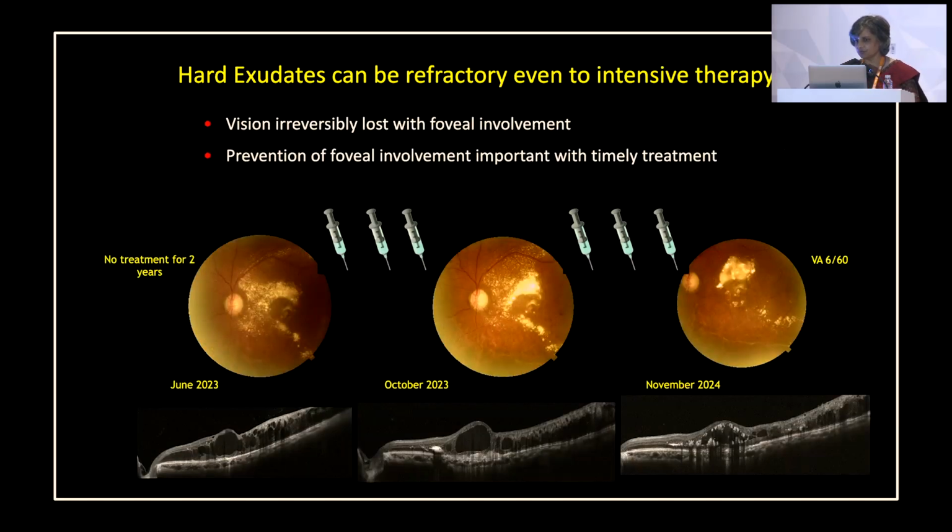However, not every case will resolve. Here we have tried all medicines. Initially, there was no treatment for 2 years despite counseling. And then when he agreed after 2 years, despite even using all drugs, including faricimab, there has been a recalcitrance. And the vision remains 6/60.